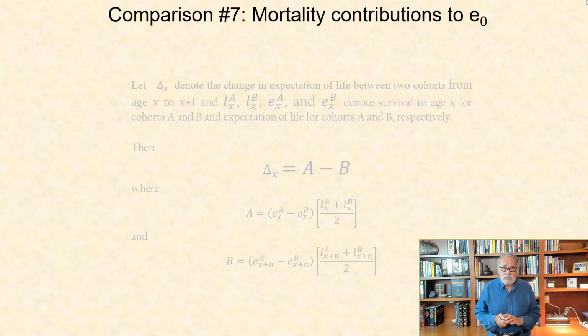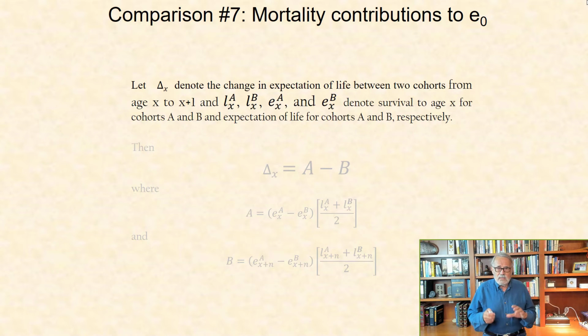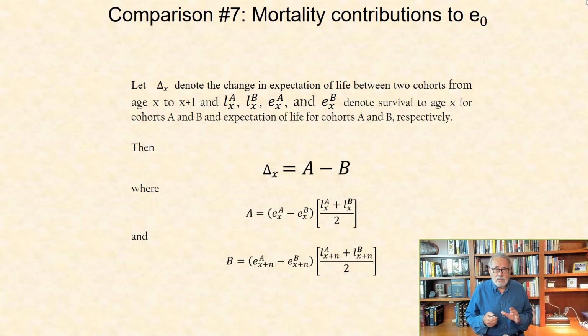Comparison number 7, mortality contributions to differences in expectations of life. Let delta x denote the change in expectation of life between 2 cohorts from age x to x plus 1. LAX, LBX, EAX, and EBX denote the survival to age x for cohorts A and B, and expectations of life for cohorts A and B, respectively. Then delta x equals A minus B, where A and B are given by these respective equations.